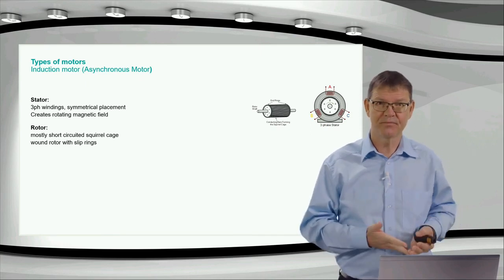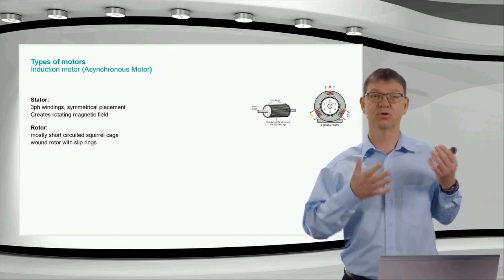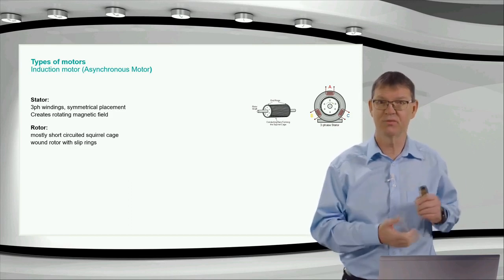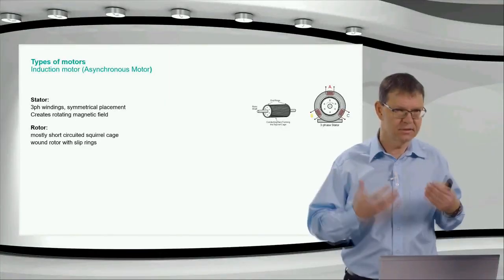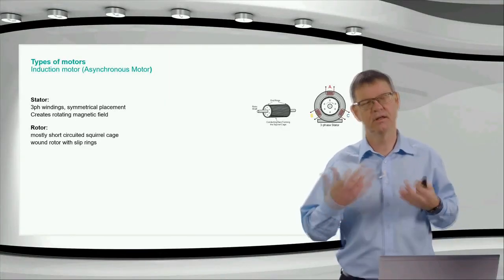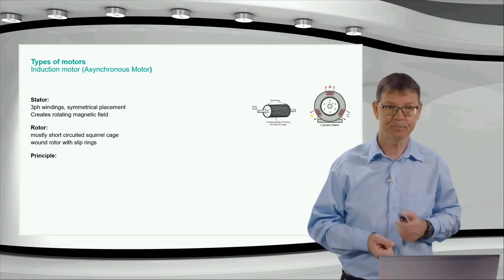Inside, we have the rotor. The rotor is mostly a short-circuited squirrel cage, so-called squirrel cage, with also the possibility, or sometimes the built variant, that we have a wound rotor with slip rings. So then I have real windings in the rotor, two phases or also three phases. And these windings are brought outside, where there is normally the possibility to connect a resistor to make the startup easier, because with the resistor we can increase the torque at the beginning.